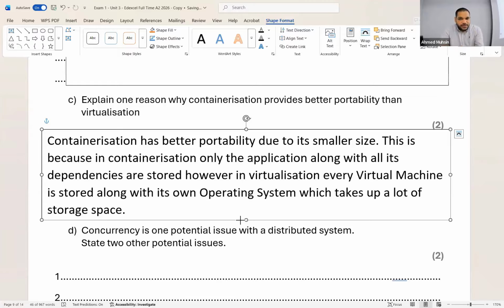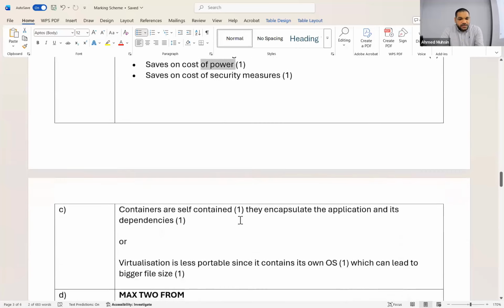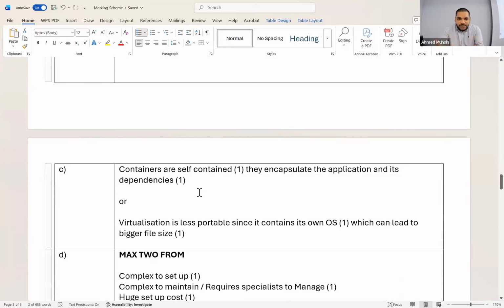Let's read the marking scheme also, everybody. Like quickly, Vasanth, okay? Just read this marking scheme answer. Containers are self-contained. Okay, they have everything they need. They encapsulate the application and its dependencies. That's a very small file size. Virtualization is less portable because it contains its very own operating system, which can lead to a bigger file size. We basically mentioned both, okay, but still we're going to give you 2 marks.